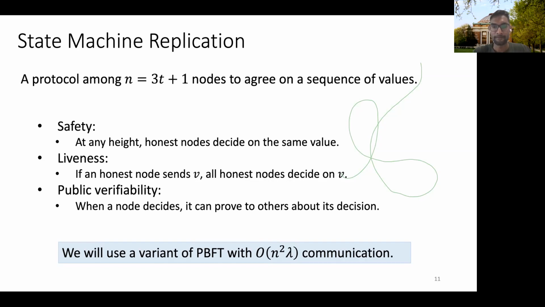I see. So in summary, good leaders only take up n squared lambda cost and they produce an output. The bad leaders may take up n squared lambda cost and may never produce an output, but there are enough good leaders to make this amortized communication cost reasonable.